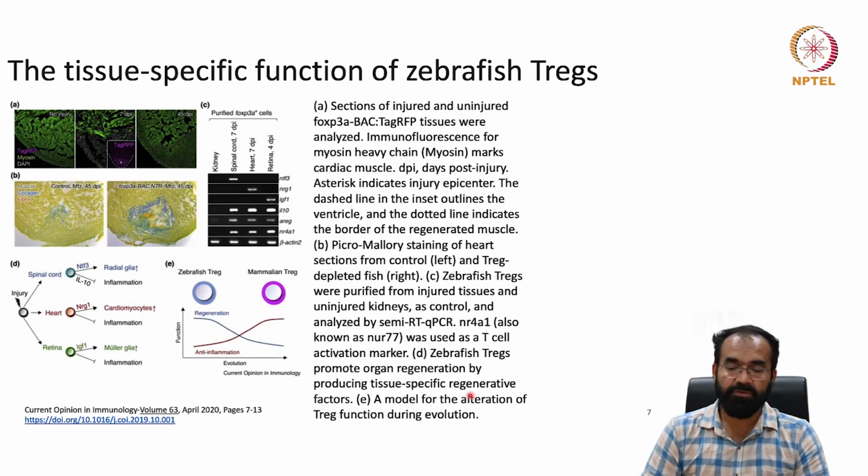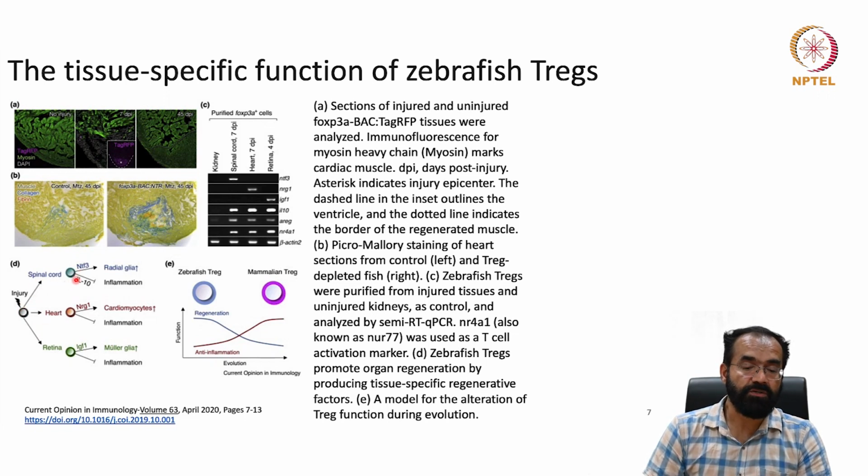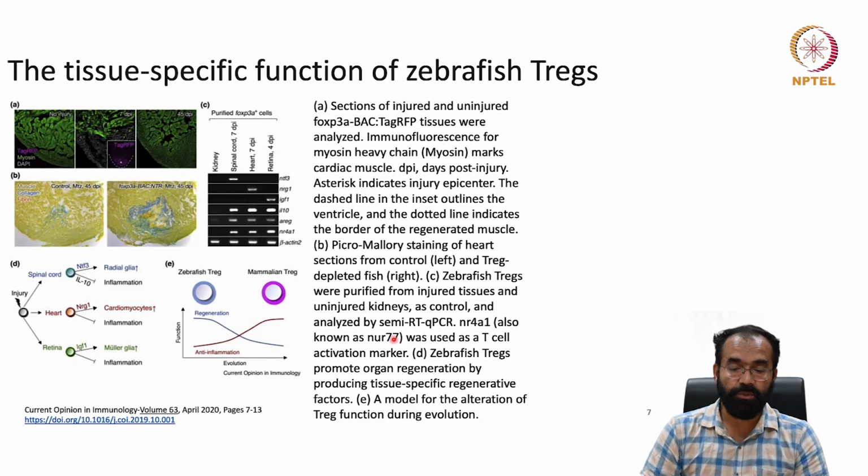And in panel D, what you see is that zebrafish Tregs promote organ regeneration by producing tissue-specific regeneration factors. You can see injury in spinal cord, heart and retina. In the spinal cord you see NTF3 and IL-10, interleukin 10. NTF3 acts on the radial glia, and IL-10 is for controlling the inflammation. Whereas in the heart, NRG1 is upregulated for cardiomyocytes, and it can inhibit the inflammatory response also. In the retina, IGF-1 is there, which acts on the Mueller glia, and also inhibits the inflammation.